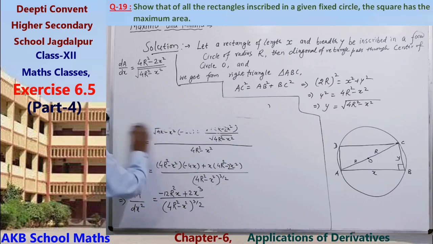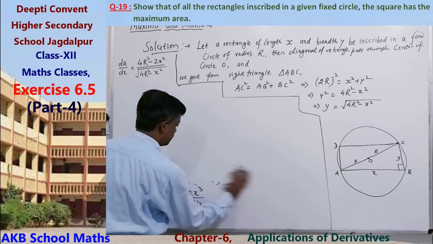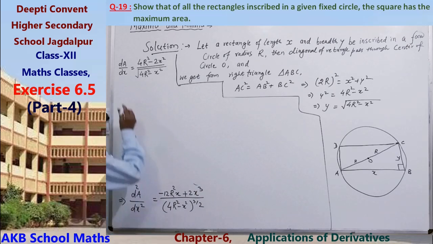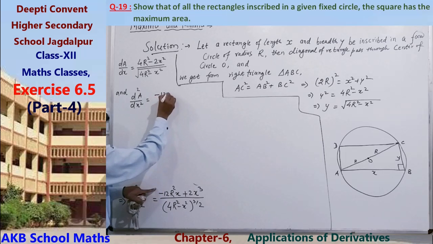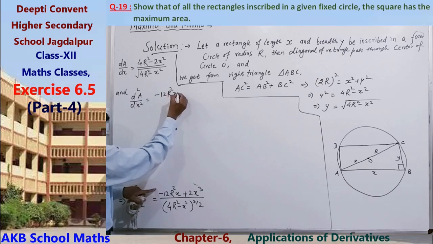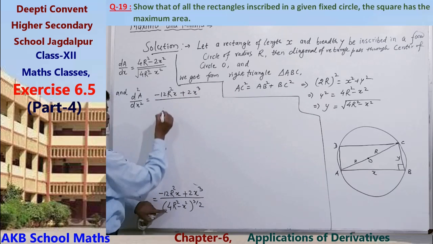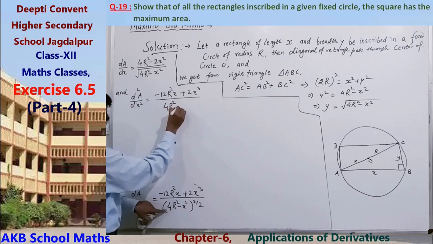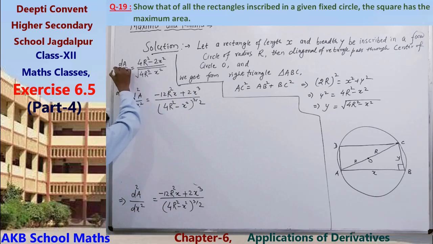Now, just I am writing here derivative. And second derivative is d2A upon dx square equals to, what we get, like this, minus 12r square x plus 2x cube upon 4r square minus x square power 3 by 2. This is first derivative, this is second derivative.